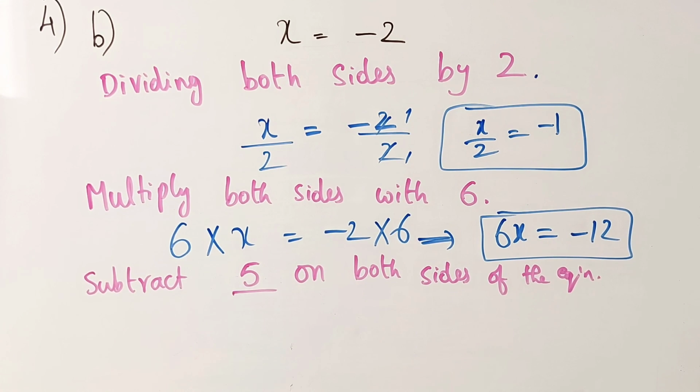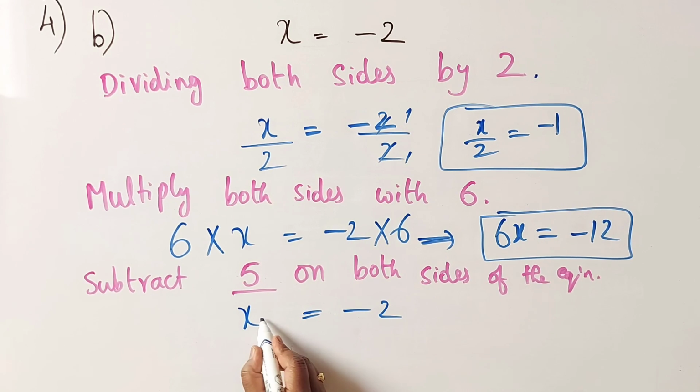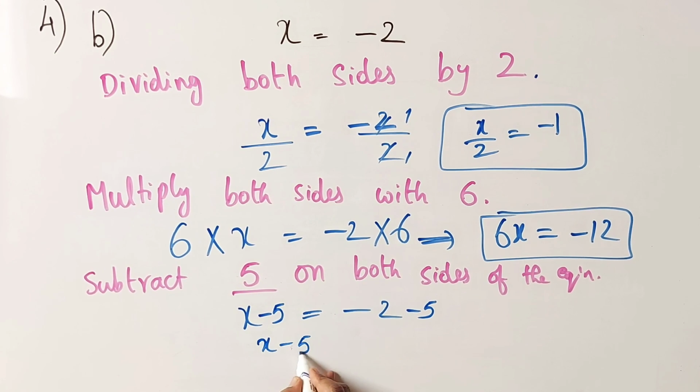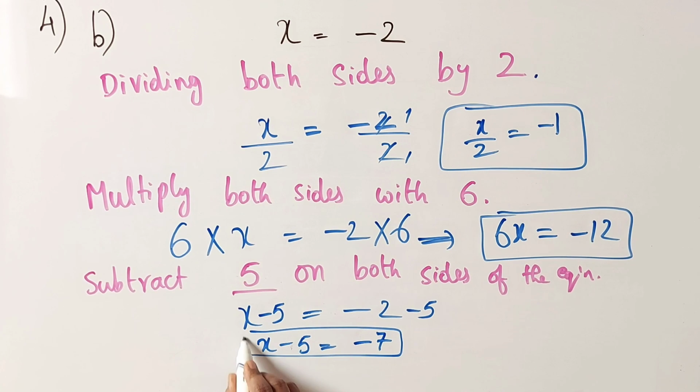Subtract 5 on both the sides of the equation, children. Here x equal to minus 2. We are subtracting 5 on both the sides. That is minus 5 here and minus 5 here also. So x minus 5 equal to minus 2 minus 5, that is minus 7. This is the third equation.